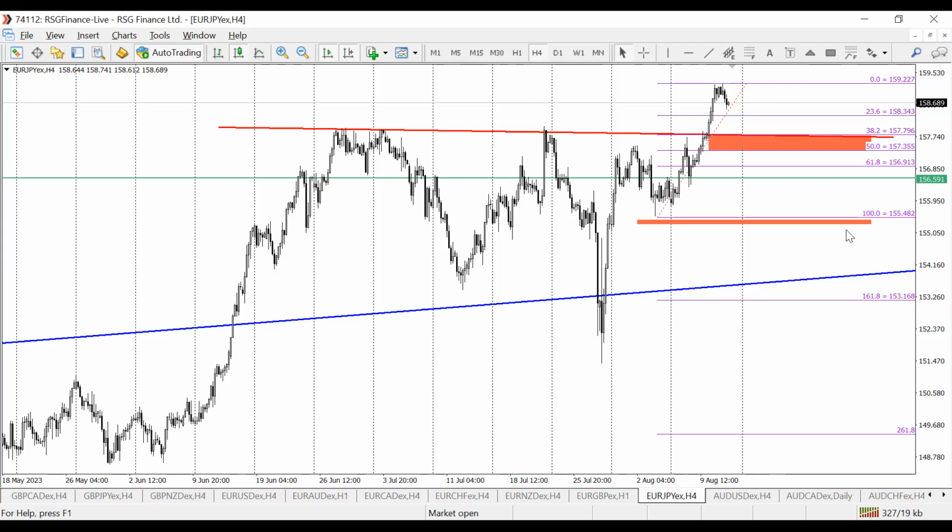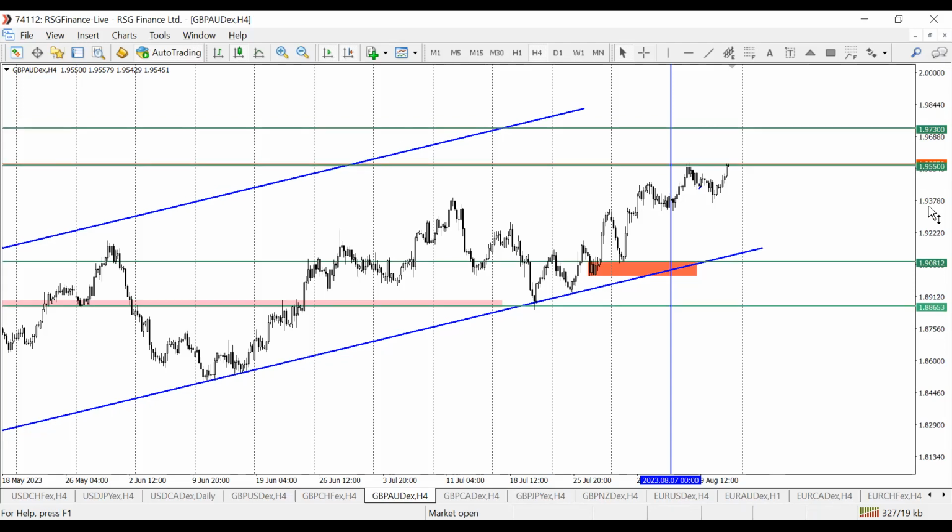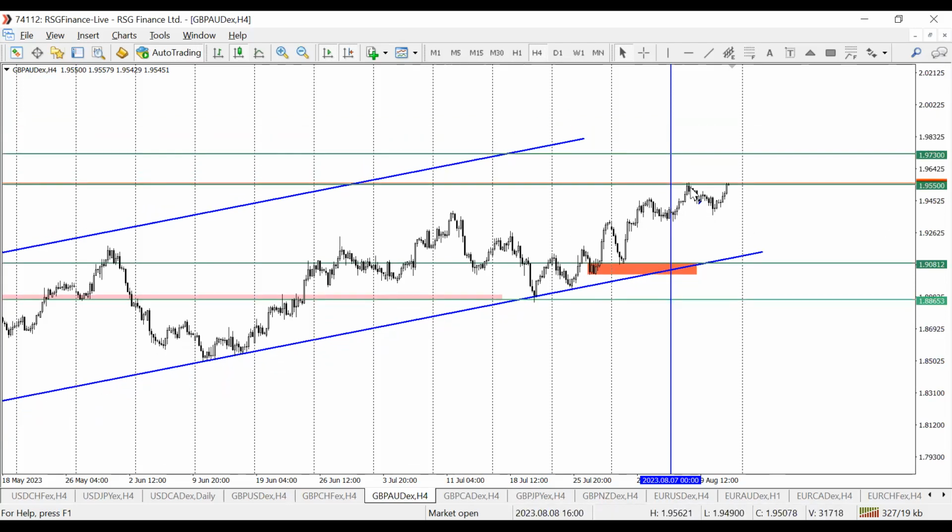Let's move on to Great Britain pound pairs, and we'll start with GBP AUD. So GBP AUD, where is it? Let me get it out here. So we have GBP AUD. Yeah, GBP AUD, we traded this also last week, yes? And we made it to our key level right here. So this gave us 171 pips.